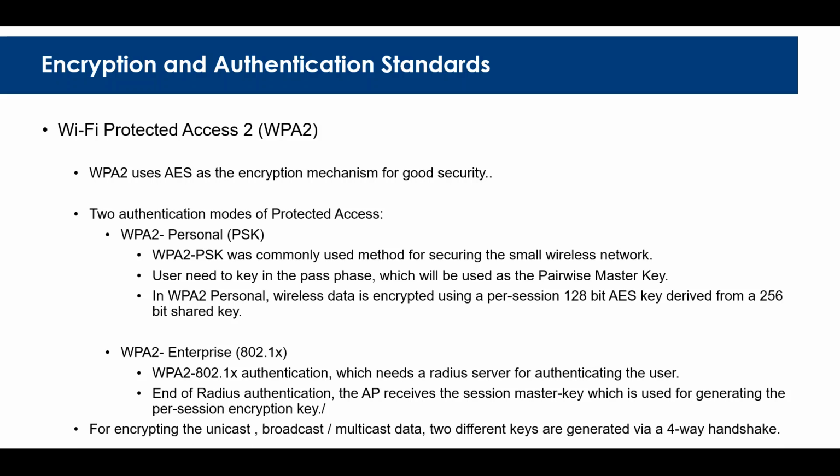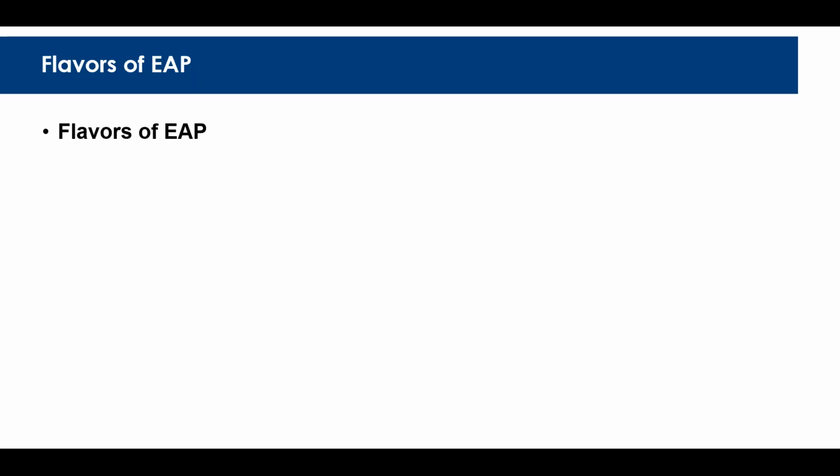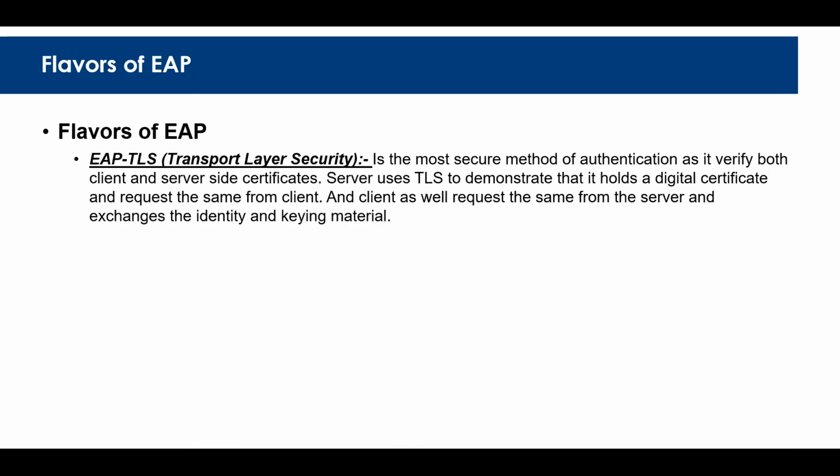In both WPA2 Personal and WPA2 Enterprise, the encryption and decryption key is generated using an EAPOL four-way handshake, which we will look at in detail on the next couple of slides. As a result of the four-way handshake, two keys will be generated, one for unicast data and another for broadcast and multicast data. There are many flavors of EAP available, but here we will cover the most commonly used methods.